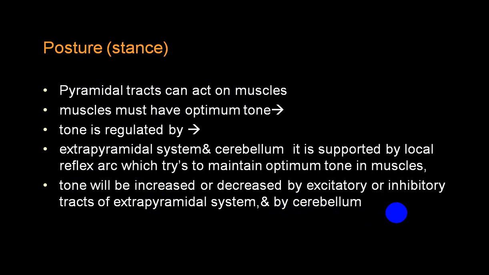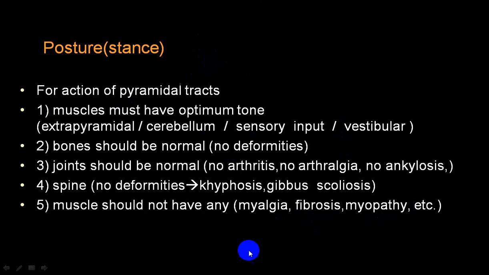So for maintenance of posture, you require all these systems to be intact. For action of the pyramidal tract, muscle must have an optimum tone which is maintained by the extrapyramidal system, cerebellum, sensory input as well as vestibular apparatus, but mainly by extrapyramidal and cerebellum.